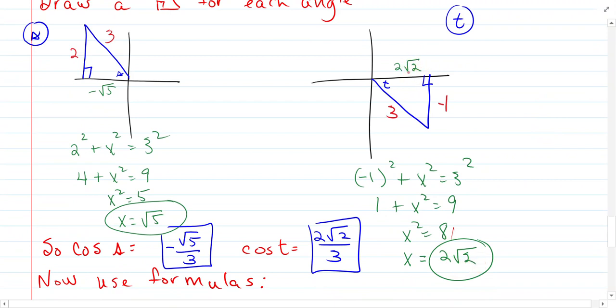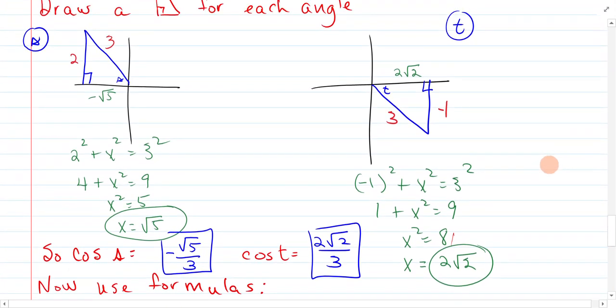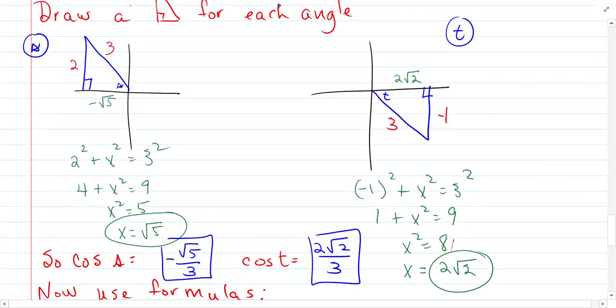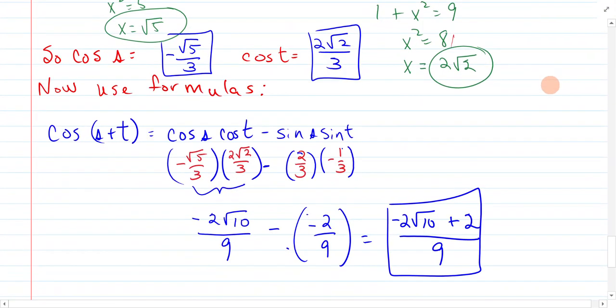So after we have found those three parts, we can figure out what cosine is in each triangle. Over here, cosine is negative square roots of 5 over 3. Here, cosine is 2 square roots of 2 over 3. I boxed those. So now I have sine and cosine for each of those. And now you use your formulas.